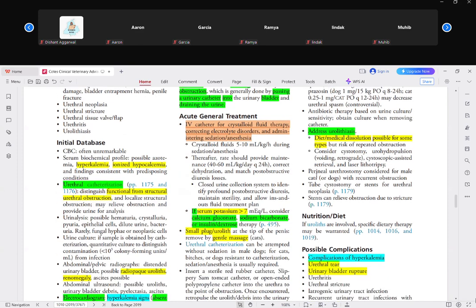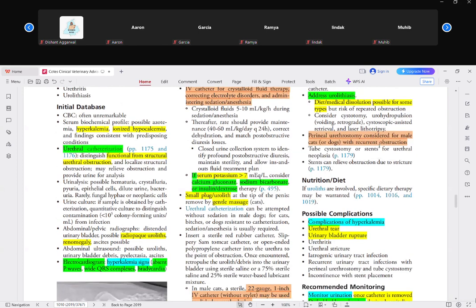So perineal urethrostomy can be done in cats or dogs with recurrent obstruction. Okay, just remember this. Perineal urethrostomy. In case of urethral neoplasia, you can do tube cystostomy or urethral stents too.